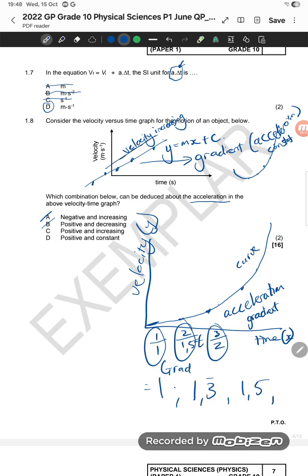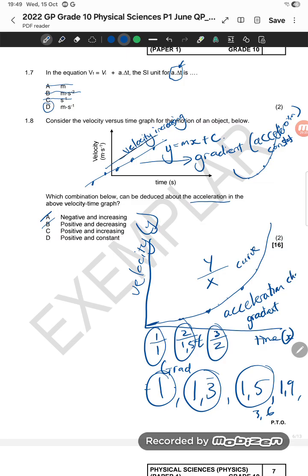Here, in this curve, can you see my gradient is 1? My y over x is 1. Change in velocity over change in time. My y over x is 1.5. Maybe later on it'll be 1.9, 3.6. Can you see it's ever changing? That means my acceleration is changing. So be very careful that you don't see it going up like that and say, oh, it's increasing. 2 marks is still 2 marks.